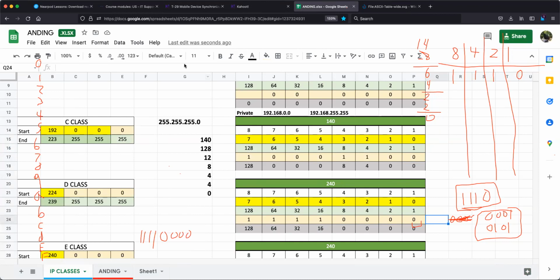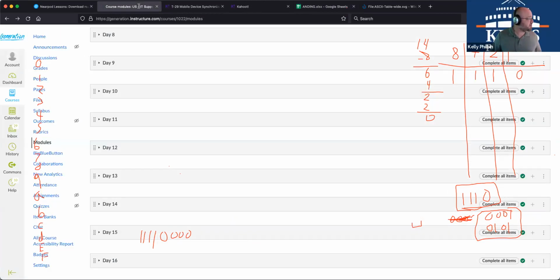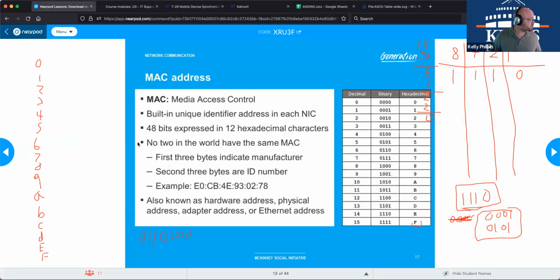Can you please come again? I didn't see your writing. Sorry. So come back over here. Wrong screen. Boom. So we have E0. Yes. So each one represents 4 bits or a nibble, right? So E0. We could put those together and that would be 1 full byte, right?